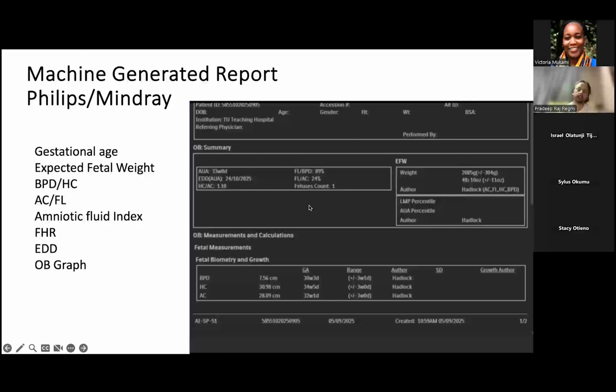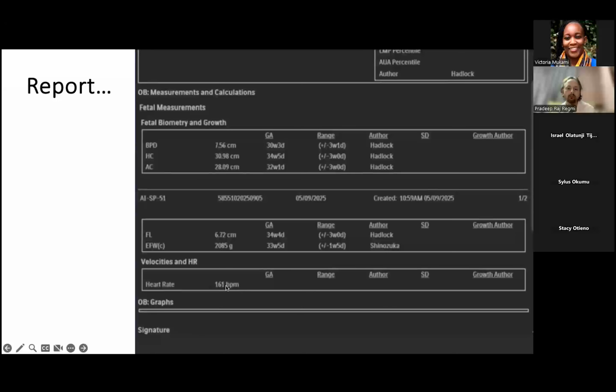In this report, there is usually the gestational age, expected fetal weight, and all the measurements. We usually check whether the gestational age measurement corresponds to the mother's weeks of pregnancy as well. So it helps us determine intrauterine growth restriction as well. So we can get a complete report, and the expected fetal weight is usually plus or minus 300 to 400 grams, and it depends on the machine as well.